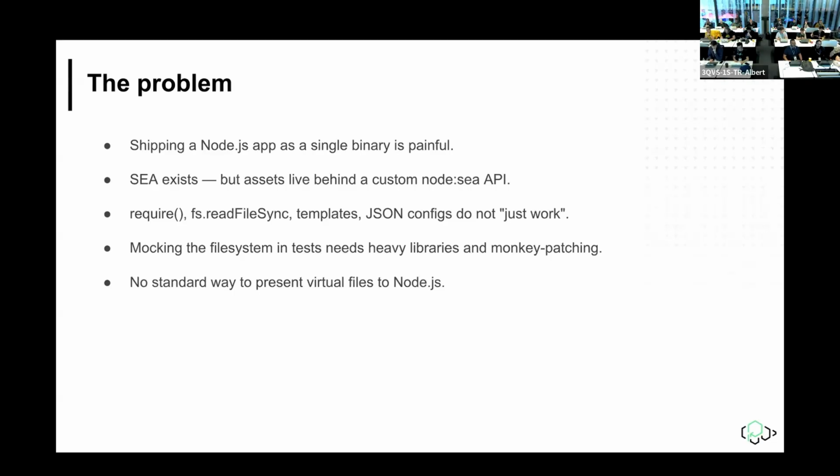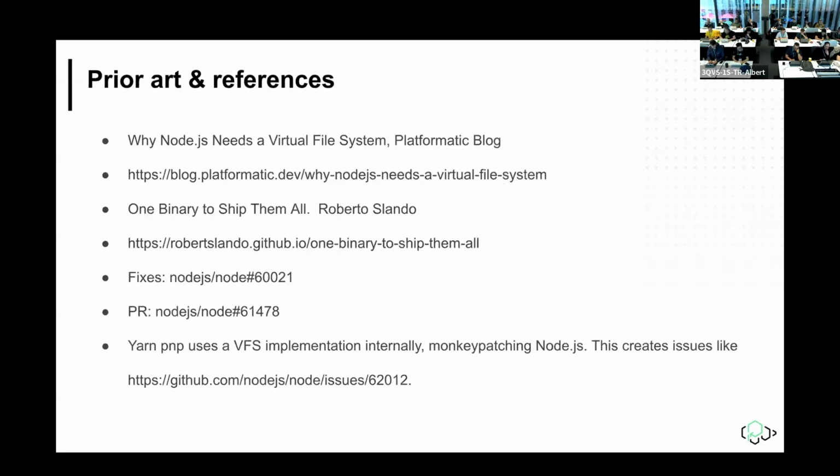The last one is that there is no way to create a virtual file, which is something that Yarn uses all the time. If you use Yarn PnP or analogous technologies, you hit something like a virtual file system. But that is very brittle because it's based on monkey patching internals and things like that, which make it very hard to maintain long-term.